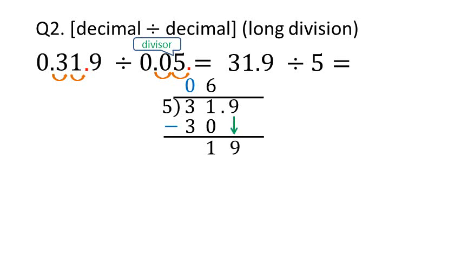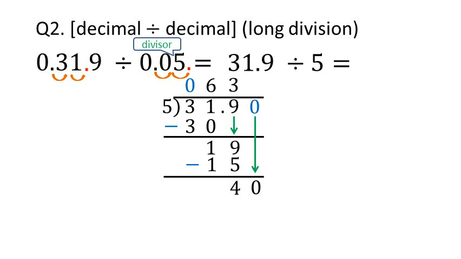How many 5s can fit into 19? We have 3 5s in 19. 5 times 3 is 15. Subtract 15 from 19, which is 4. Now we need to move the next digit down, but there is no digit in the hundredths. Do you remember that we can place a 0 if there is no digit? So we can move a 0 down.